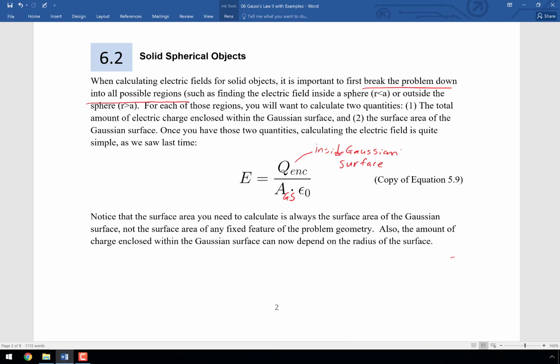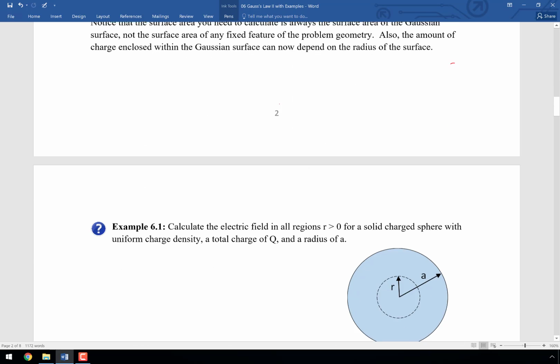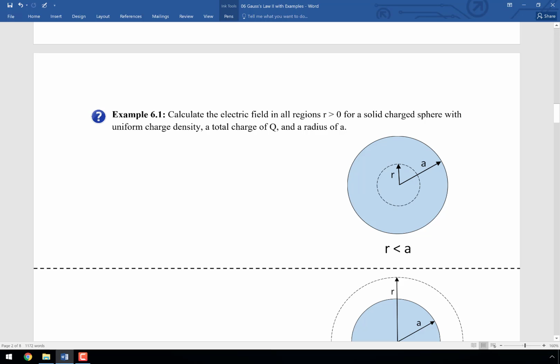So for example, if you're inside a sphere or outside of a sphere, those are two different regions. Or if you're inside of a cylinder, or you're in the wall of the cylinder, or you're outside of the cylinder, that would be three different regions. And then when you're doing this, for each of those regions, you want to calculate the total amount of electric charge that's enclosed within the Gaussian surface and the surface area of the Gaussian surface. Remember, those are really the only two unknowns in that equation 5.9. Epsilon 0 is going to be a constant, so if you find the enclosed charge and the surface area, you have de facto found the electric field. Okay, so let's tackle this problem in exactly that way.